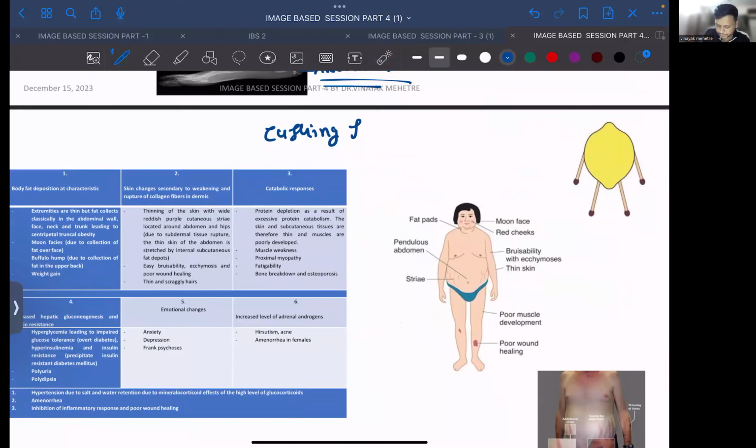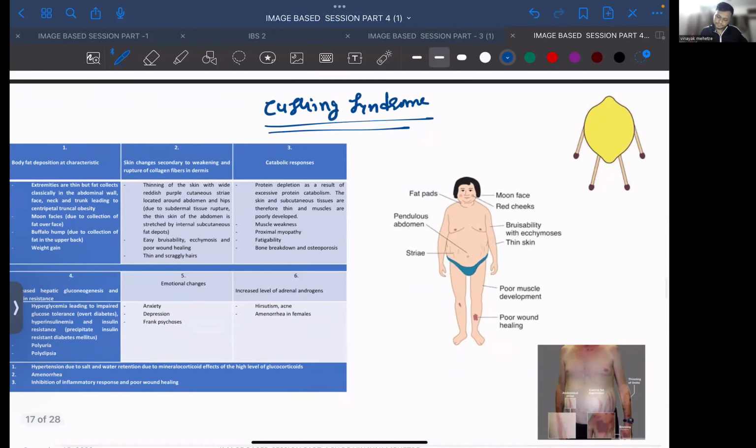Though I have given you the table from the book directly, but still features are pretty much clear. Moon shape, poor wound healing, right? And there are stria, लाल कलर के stria है abdomen पे, और इसको appearance बोलते हैं.